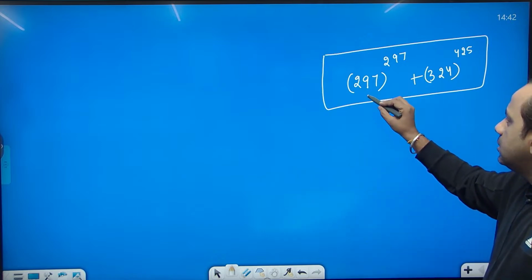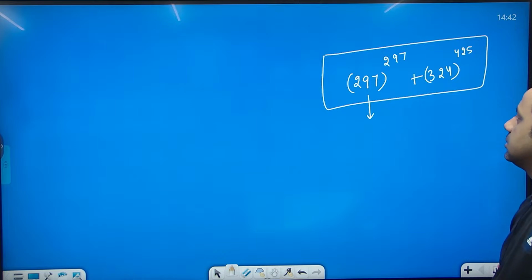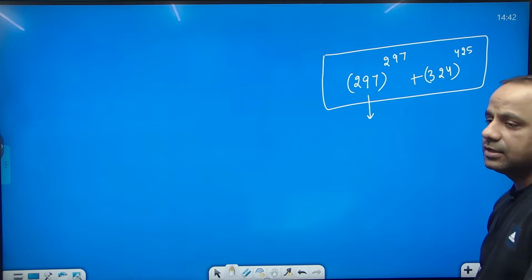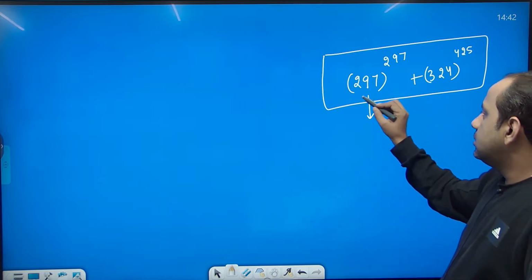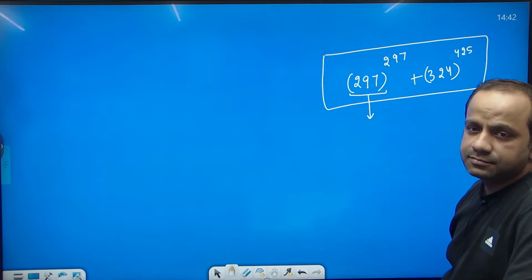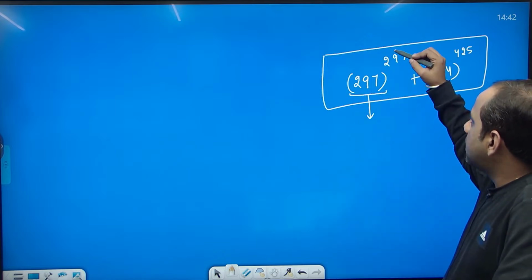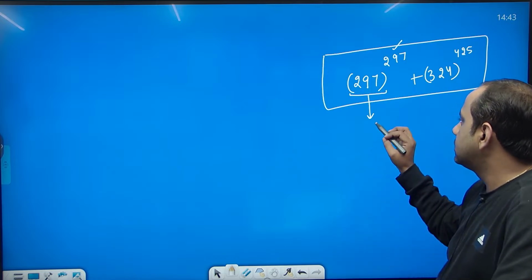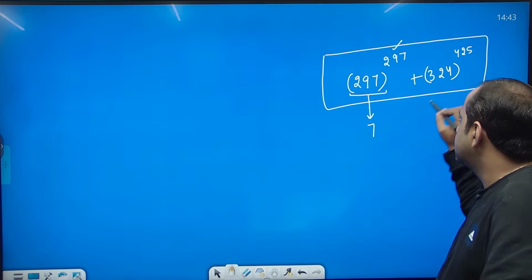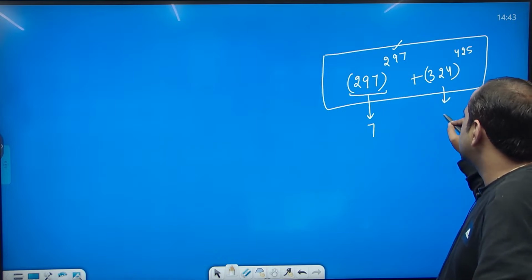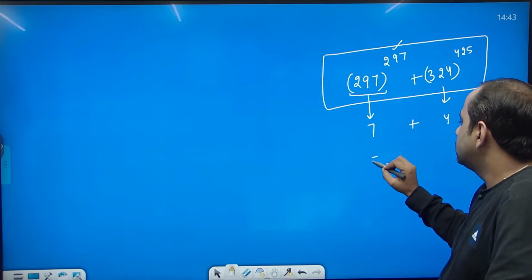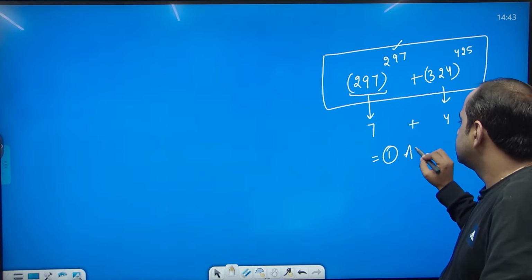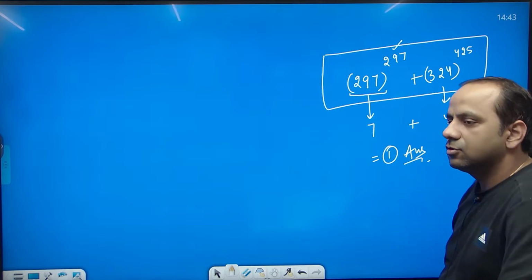So what we can do here, a unit digit of this expression, 297 to the power 297, this is the third category number, and the power, if I divide this power by 4, we'll get 1 as remainder. So it will be 7. In this case, it will be 4. So unit digit will be 1. Okay.